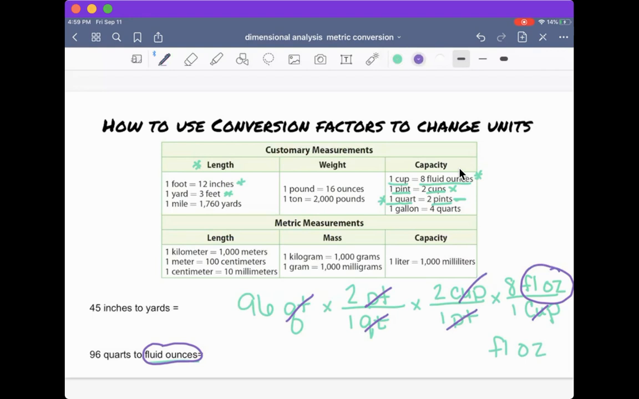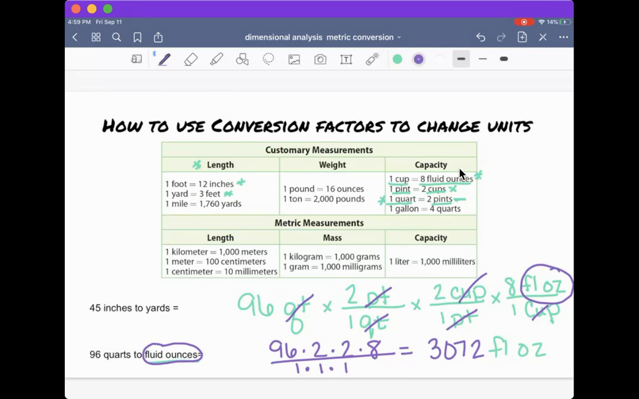So now I can just simplify the numbers because fluid ounces is where I'm supposed to be. So when we do this, I can simplify straight across. So 96 times 2 times 2 times 8 over 1 times 1 times 1. All right, so I'm going to go ahead and put this in the calculator. You can do it in your head too. I'm going to just put it in, enter. So I have 3,072 fluid ounces equals 96 quarts.